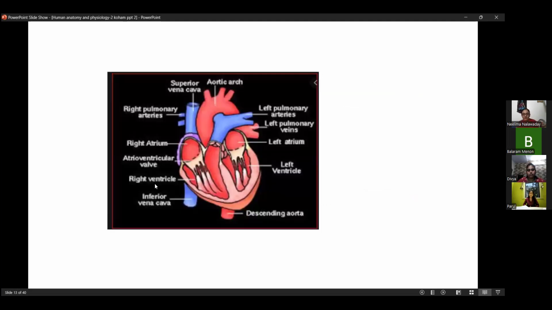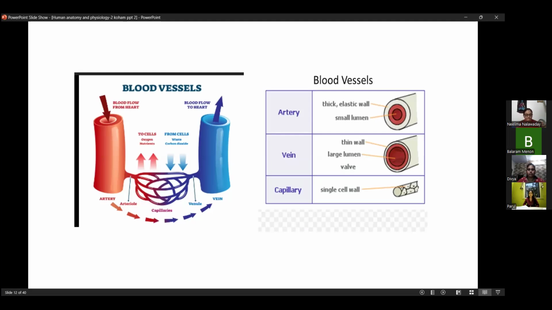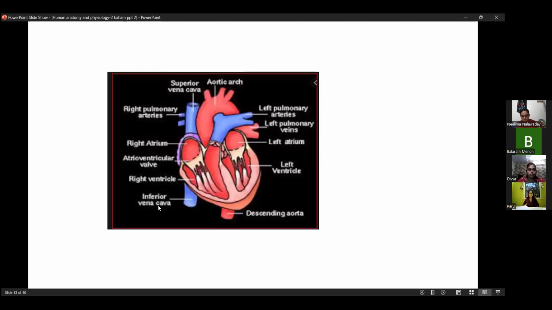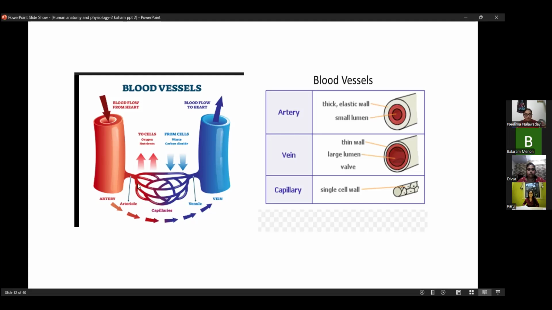small branching of arteries and veins. So you can see in this diagram, capillaries are bifurcated and their branches are there, small branches, and those are called capillaries.